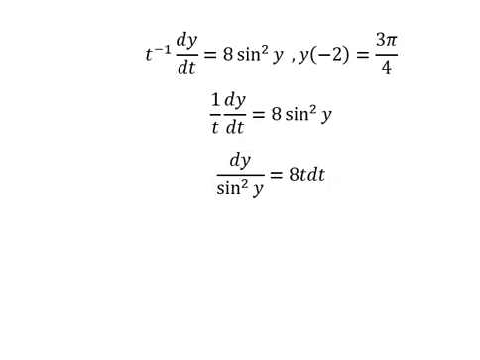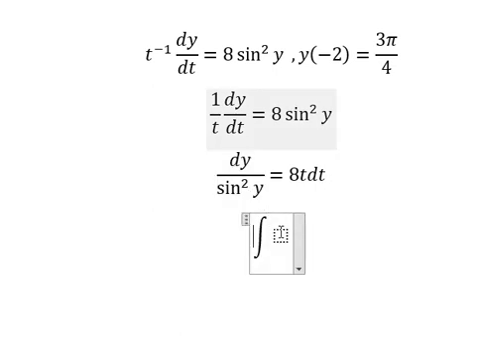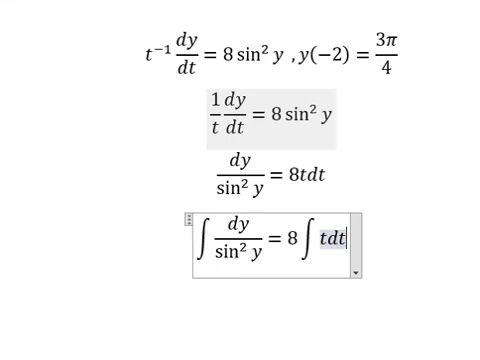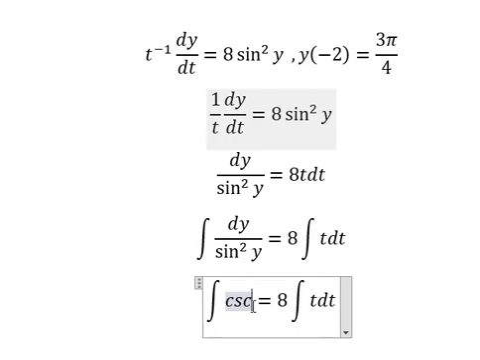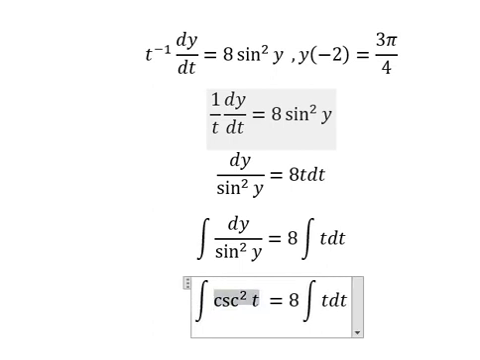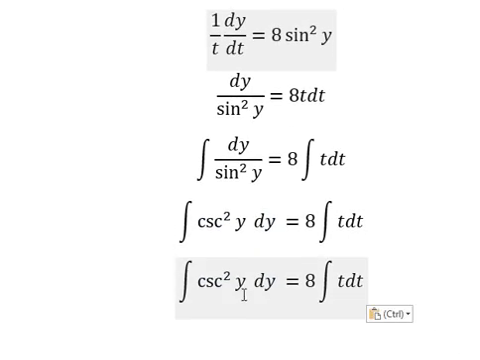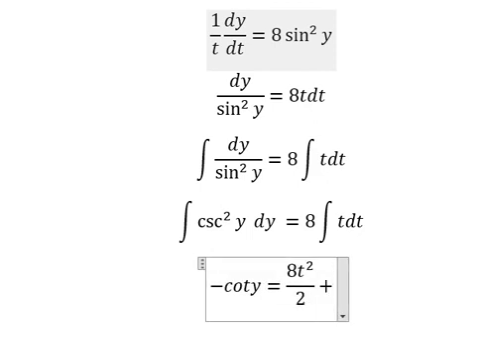Next, we put the integration for both sides. So this one we have cosecant of y square dy. The integration of this one we have negative cotangent y. This one we have t square over 2 and I will put plus c.